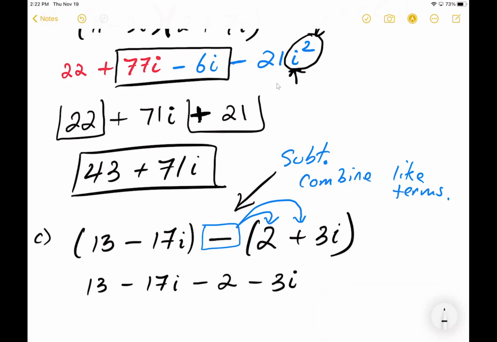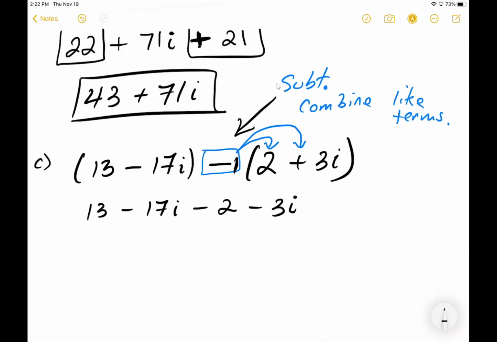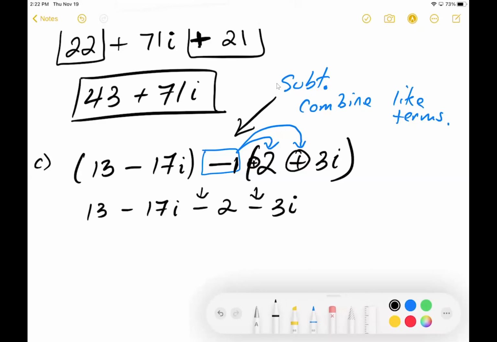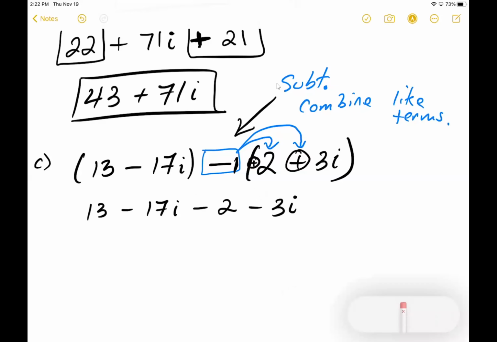Basically, we take this -1 and distribute it in. Because there's a negative, unlike addition, for subtraction, for you to drop the parenthesis, you need to change the sign inside this parenthesis. Because it's positive, it becomes a negative. Once you distribute the negative in, all we're doing is combining like terms.